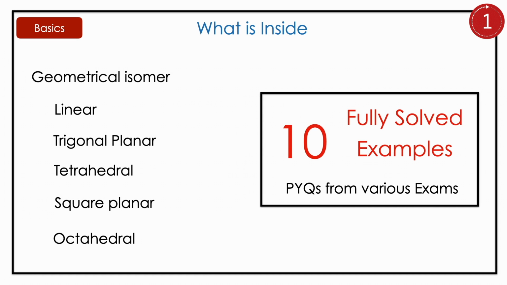What is inside this video? We will see what is geometrical isomer, the isomer in linear, trigonal planar, tetrahedral, square planar, octahedral system. We will see all the possibilities and isomers. More importantly, we are going to see 10 fully solved examples related to geometrical isomers from various examinations.